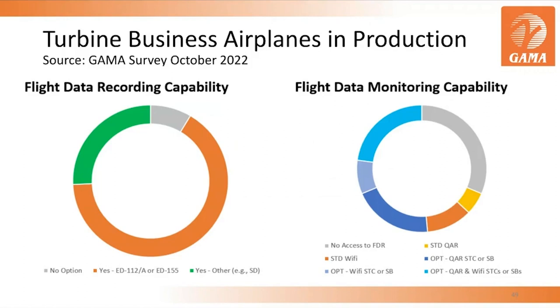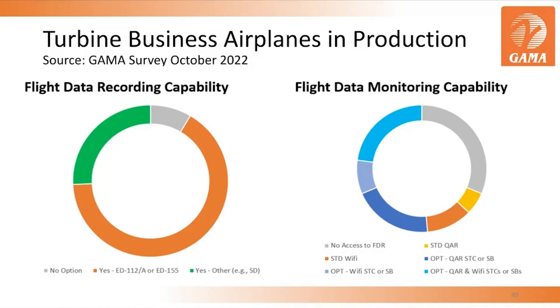I tried to pick good colors here, but they're very inconsistent. So let me just walk you through it if you can't really read it. The gray there is what I described as no access to FDR. One of the companies sent me an email saying you can go over to the aircraft with a specifically configured laptop, plug yourself in and download the data. Probably not what you would be doing on a regular basis. So that's about a third of the fleet, but we're still in the situation that there's no easy way to get the data off the aircraft unless you get an STC, a service bulletin, or something like that.